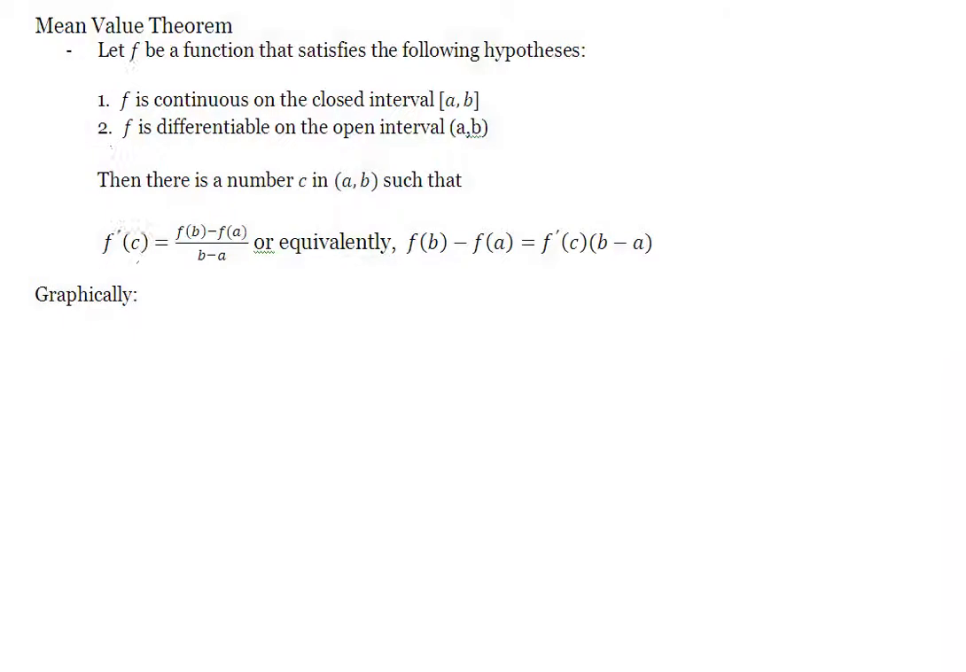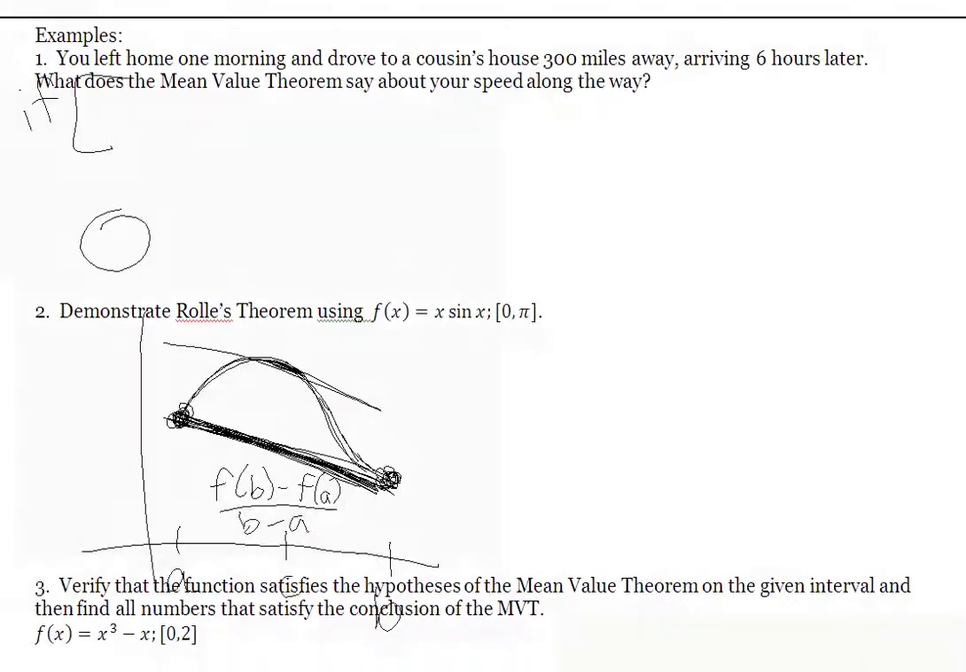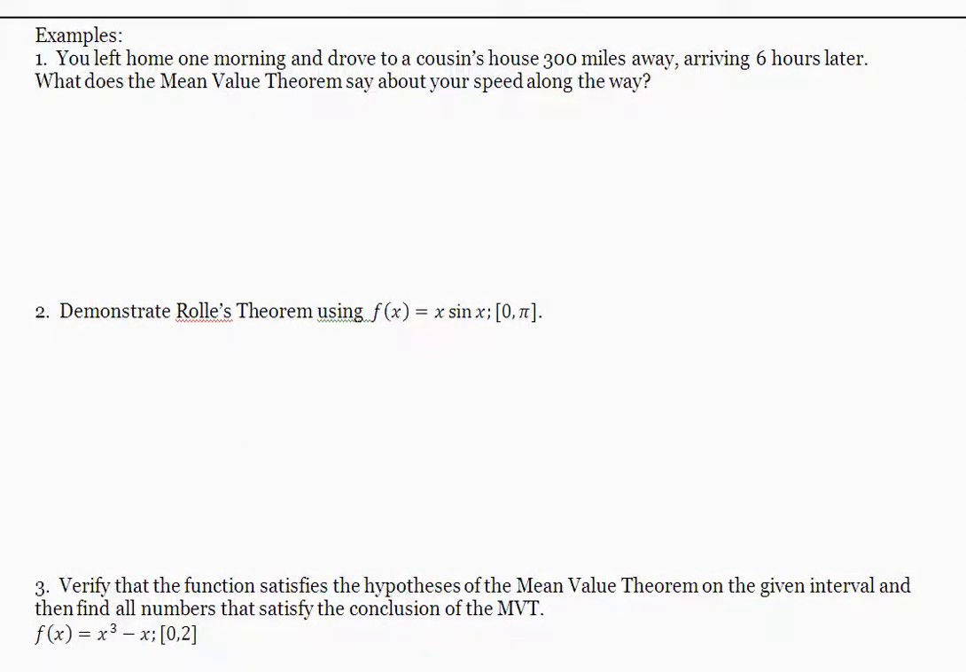Now let's do some problems that use the mean value theorem. I have four examples using the mean value theorem or Rolle's theorem. First one: you leave your house one morning and you drive to your cousin's house 300 miles away, arriving 6 hours later. What does the mean value theorem say about your speed along the way? So you start at time 0 at 0. You end 6 hours later and you've gone 300 miles. If I'm continuous the entire time, then the mean value theorem is saying that the derivative in between this time would have to actually be equal to the slope between these two points.